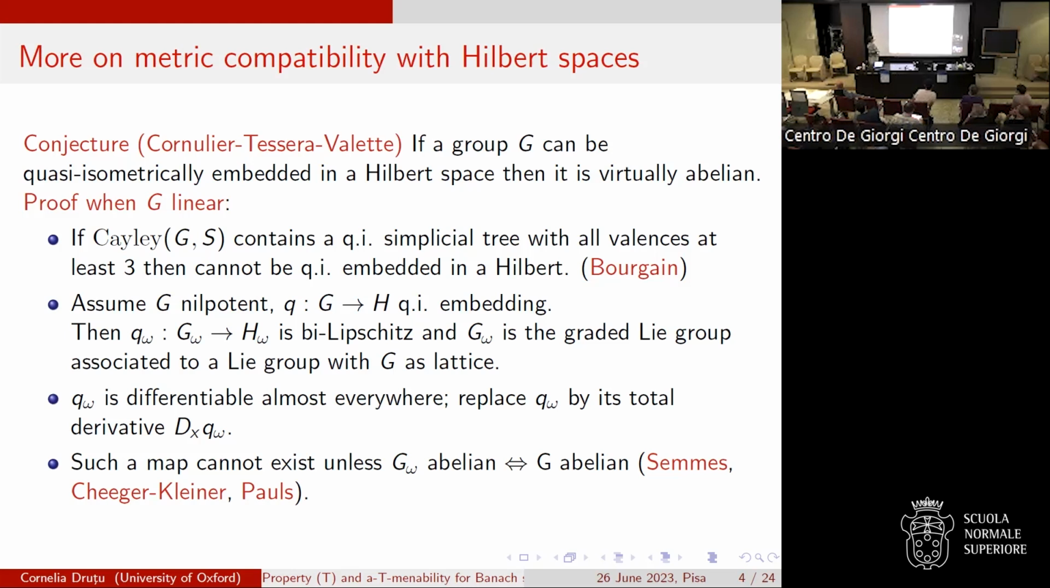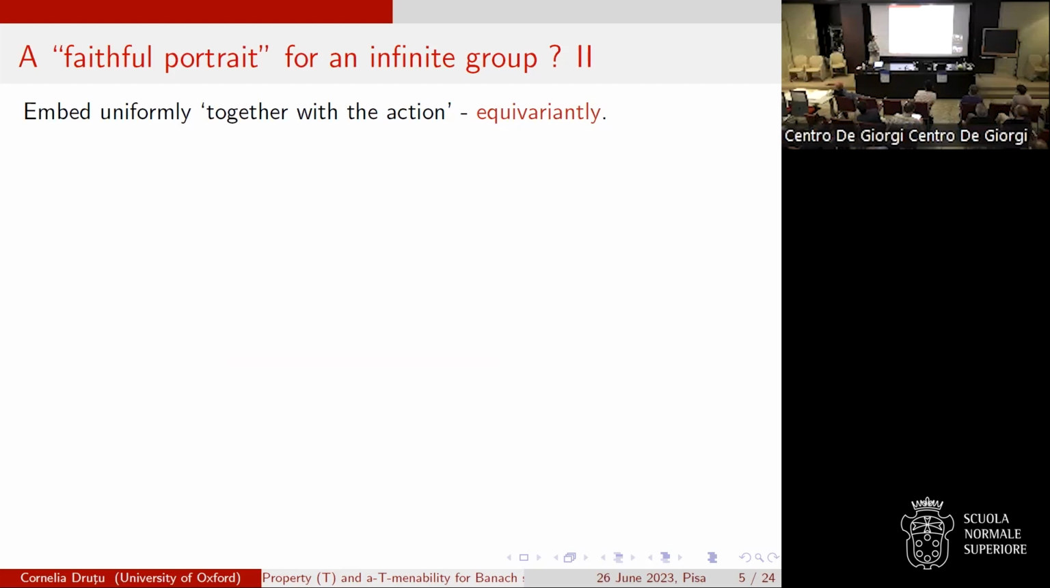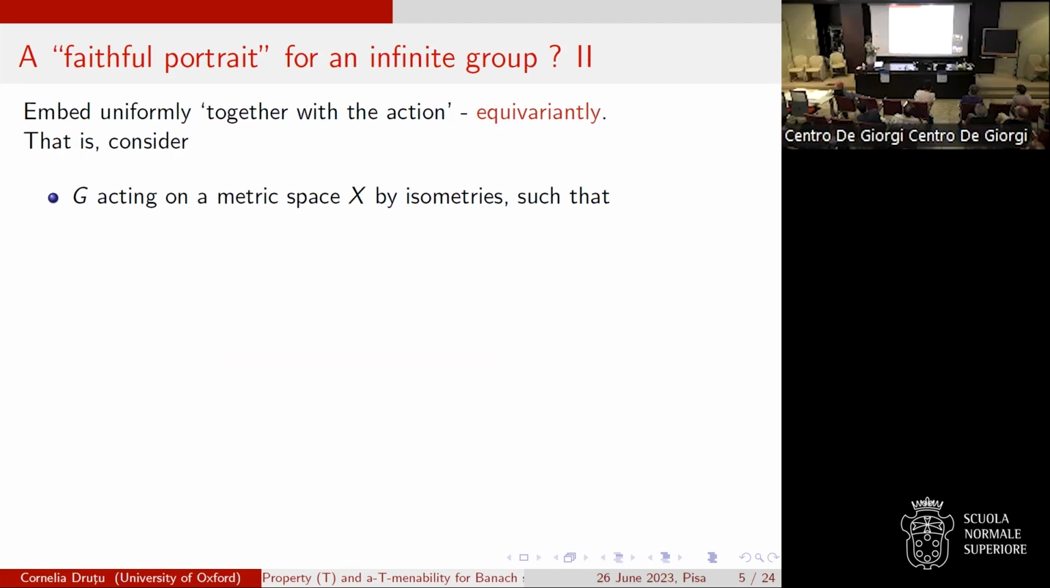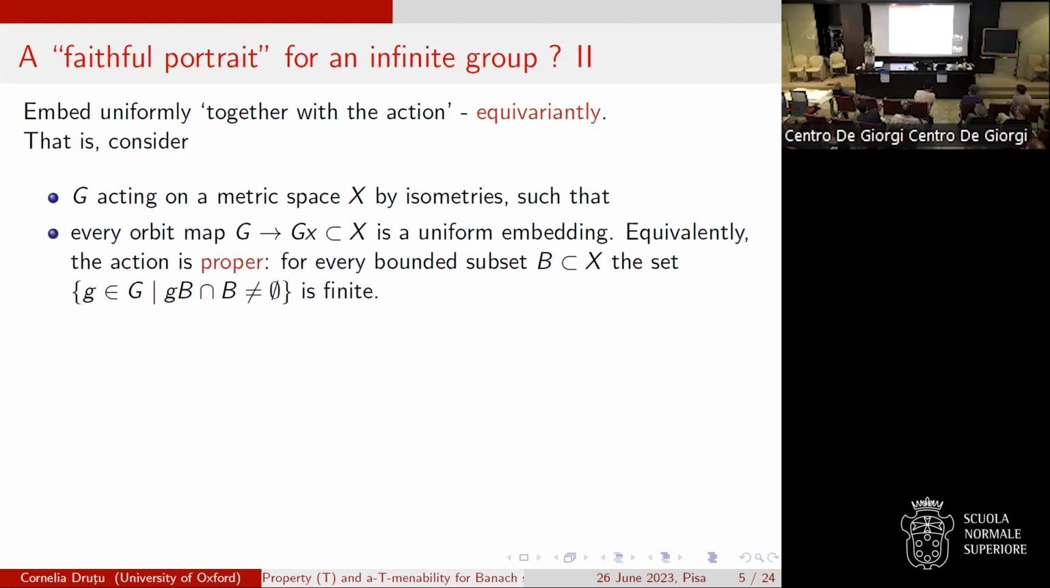Now, returning to that question of representing a group accurately in a Hilbert space, one can also try to embed it equivariantly. So you want to embed it not just metrically, so the finitely generated group and the Cayley graph, but also preserving the action. So in other words, you want that embedding to be equivariant. So we are going to consider a setting where we ask that the group acts on the metric space by isometries, and that the orbit map is a uniform embedding. So that's what I mean by equivariant metric embedding. Which uniform embedding is equivalent to the property that the action is proper in this sense.